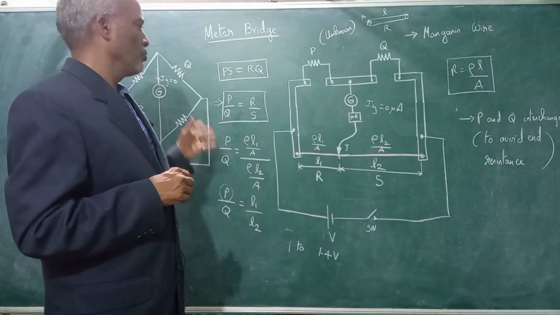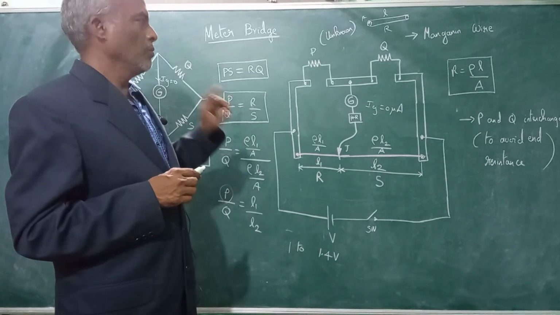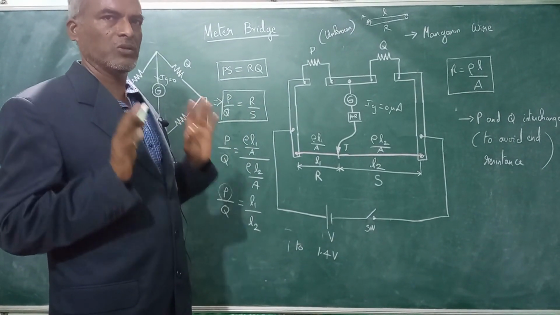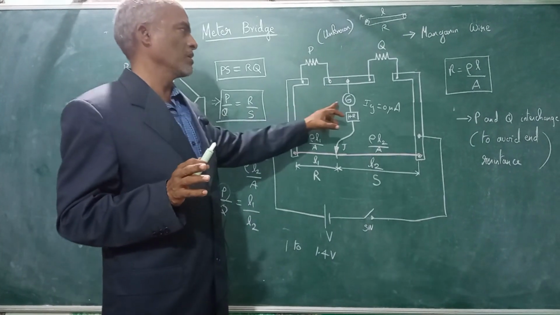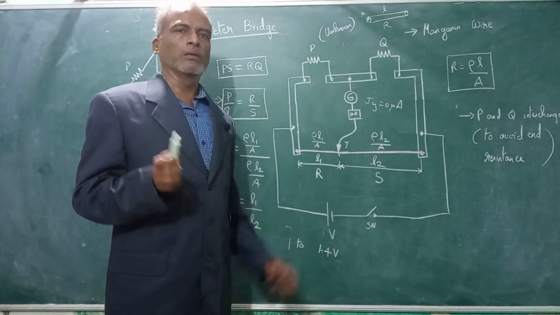So you must understand the basics of Wheatstone bridge and meter bridge. Both the final results we arrive at based on the condition what? The galvanometer current should be 0. That condition is said to be the bridge is balanced.